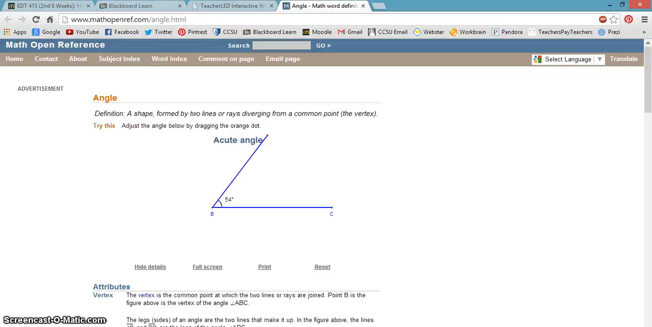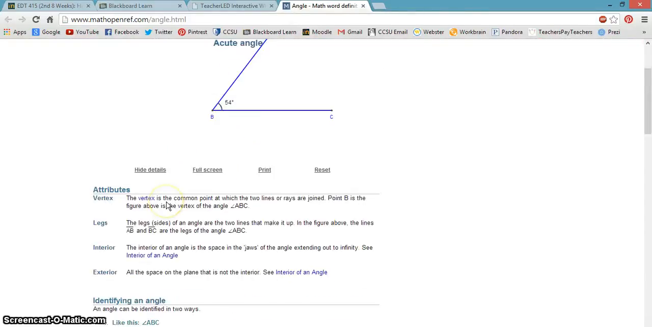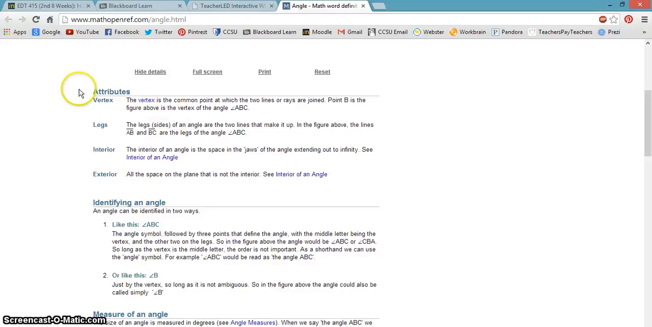The first is a website that explains everything you need to know about angles. So down here you have the different vocabulary words like vertex, which is the common point at which the two lines or rays are joined, the legs, which are the sides of an angle, the interior, which is the space in the jaws of the angle extending out to infinity, and the exterior is all the space on the plane that's not the interior.